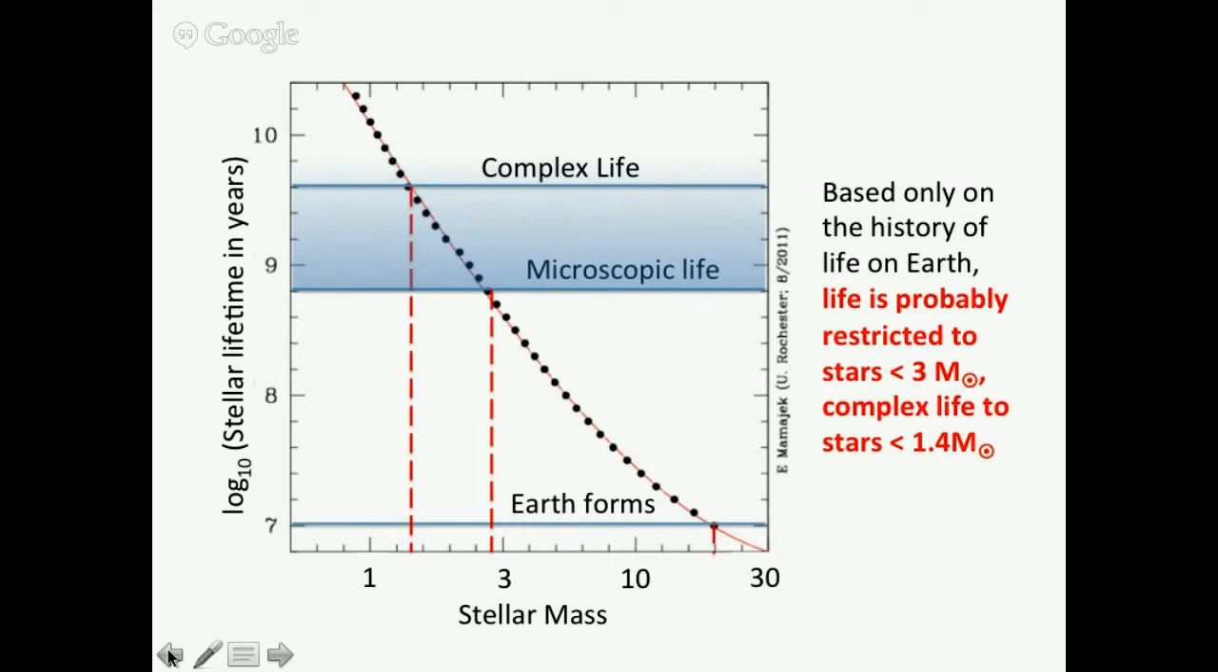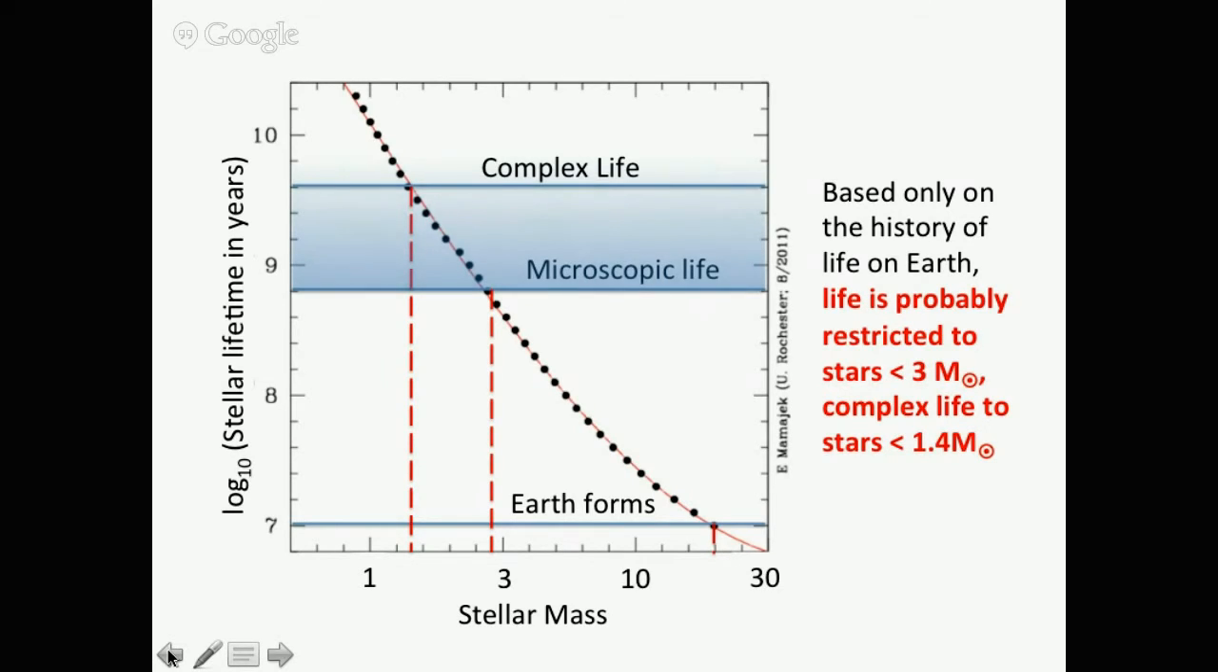All right, so that sets a range of masses, or at least maximum masses, around which we would expect to find life. And that maximum mass, if you want just life, is going to be less than 3 times the mass of the Sun. If you want complex life, it's got to be less massive than about 40% more than the mass of the Sun. If you think about it, wow, we just snuck in, right? We're one solar mass, and the limit for complex life, at least if it's like Earth, is only 1.4 solar masses. So we would expect to find a lot more life around lower mass stars because they live longer.